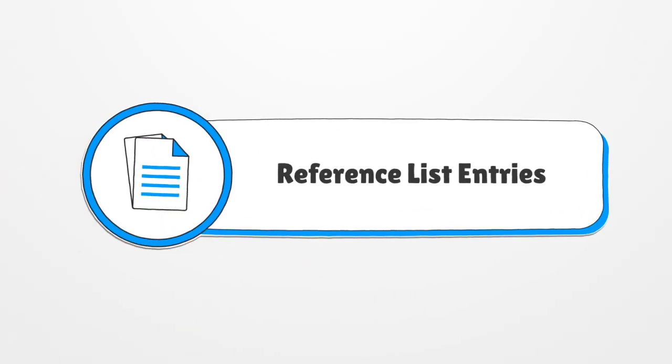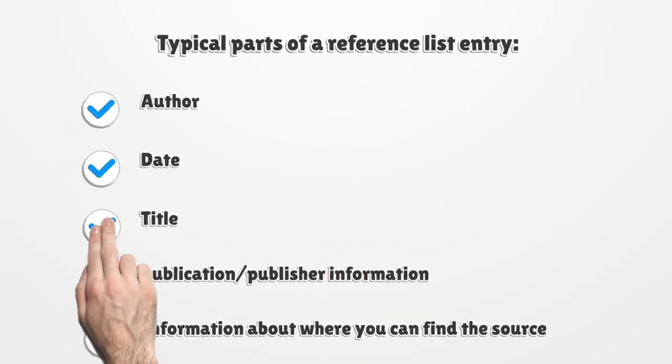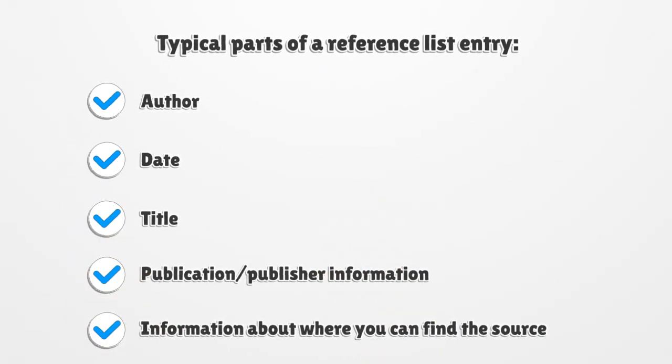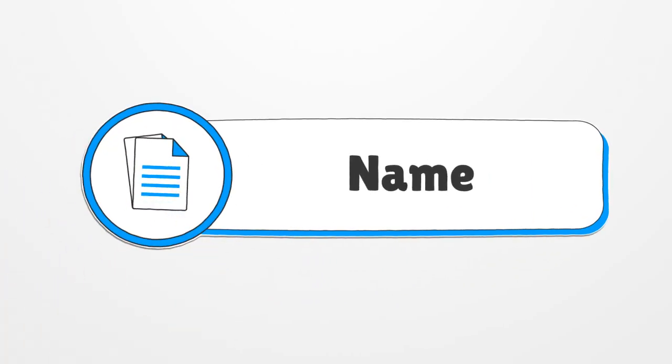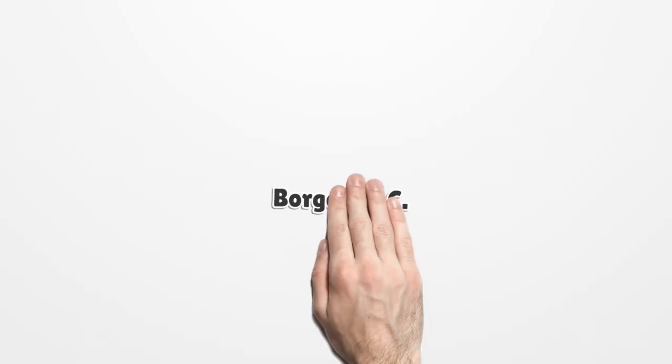The second type of citation that you must create for each source is the entry in the reference list. The entries in your reference list will include the full citation of all the sources you used. There are five main parts to a reference list entry: the author, date, title, publication information, and information about where you can find the source. The author's name is the first and most important part of the reference list entry. The author's name is written as last name, first initial, and middle initial if there is one.